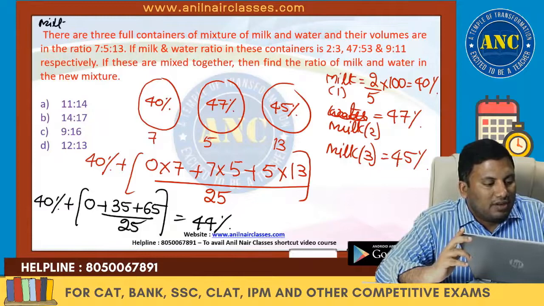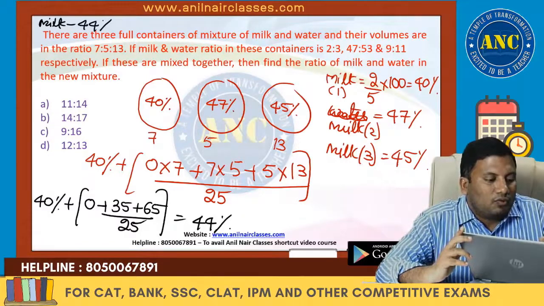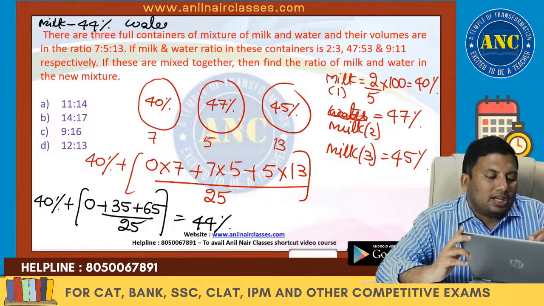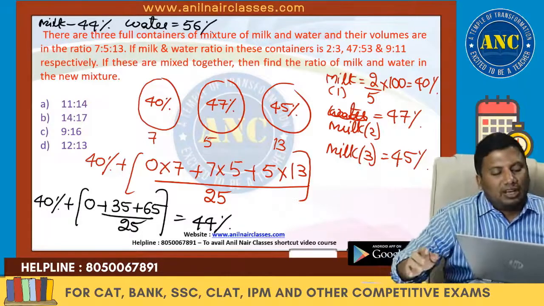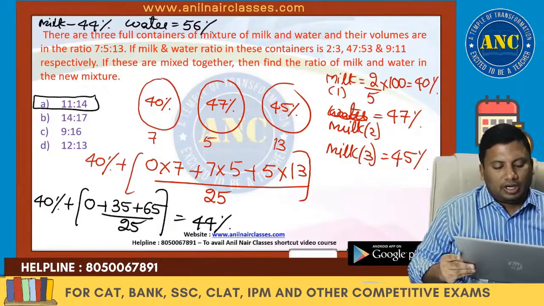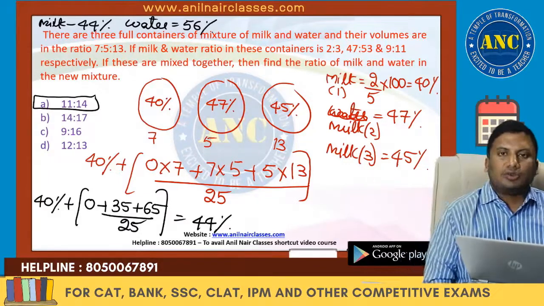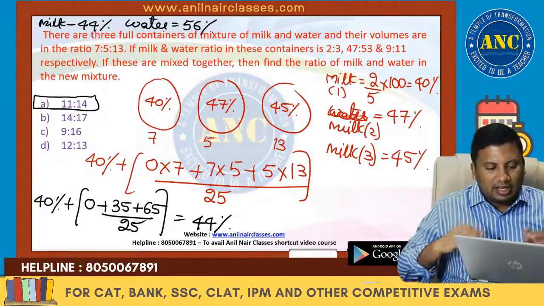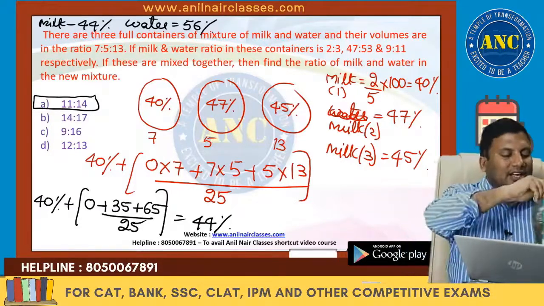Milk is 44%. Water will be 100 minus 44, which is 56%. 44 is to 56. Answer is 11 is to 14. I hope the idea is clear. There are three containers. Container 1.